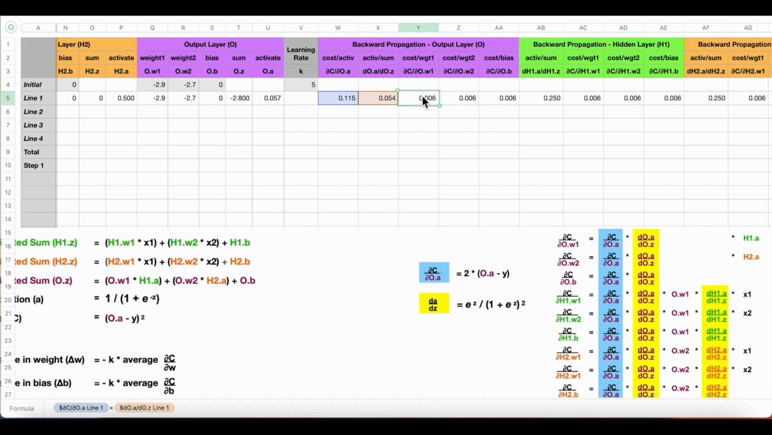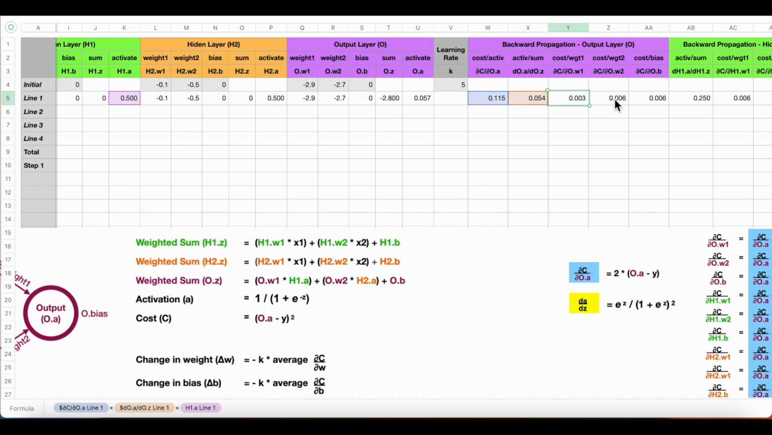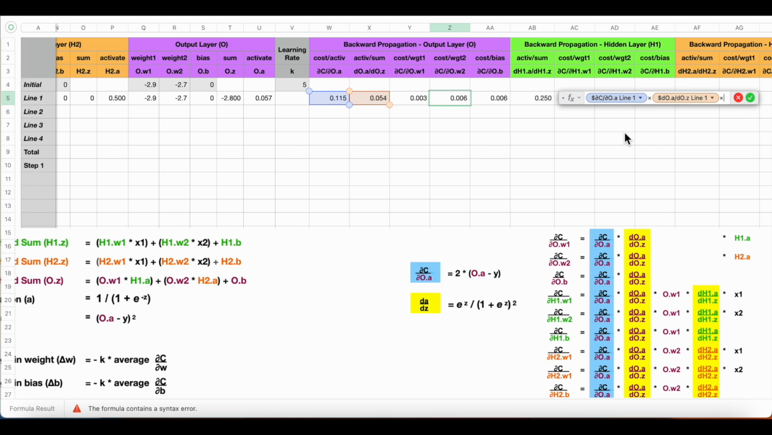And then for the partial derivative of the cost with respect to W1, we're going to multiply that times H1A. For the partial derivative of the cost with respect to output weight 2, we're going to multiply that times H2A. And we're all set with the bias here.